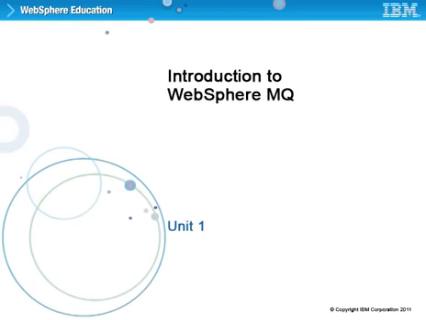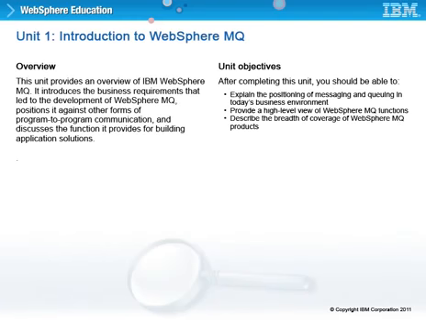Introduction to WebSphere MQ. This unit provides an overview of IBM WebSphere MQ. It introduces the business requirements that led to the development of WebSphere MQ, positions it against other forms of program-to-program communication, and discusses the function it provides for building business application solutions. After completing this unit, you should be able to explain the positioning of messaging and queuing in today's business environment, provide a high-level view of WebSphere MQ functions, and describe the breadth of coverage of WebSphere MQ products.